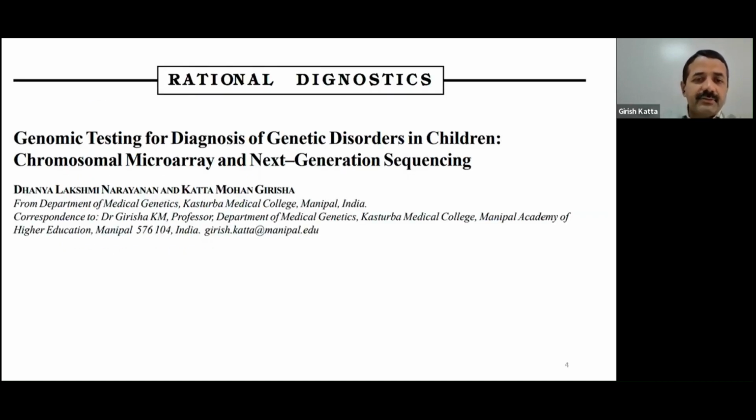I would like to inform the audience there are two articles written by Dhanya and me in the Indian Pediatrics. This is specifically written for clinicians and pediatricians. One is on genomic testing for the diagnosis of genetic disorders in children, chromosomal microarray, and next generation sequencing. We just tried to write it in a way so that any clinician should be able to understand this, and definitely the pediatrician.